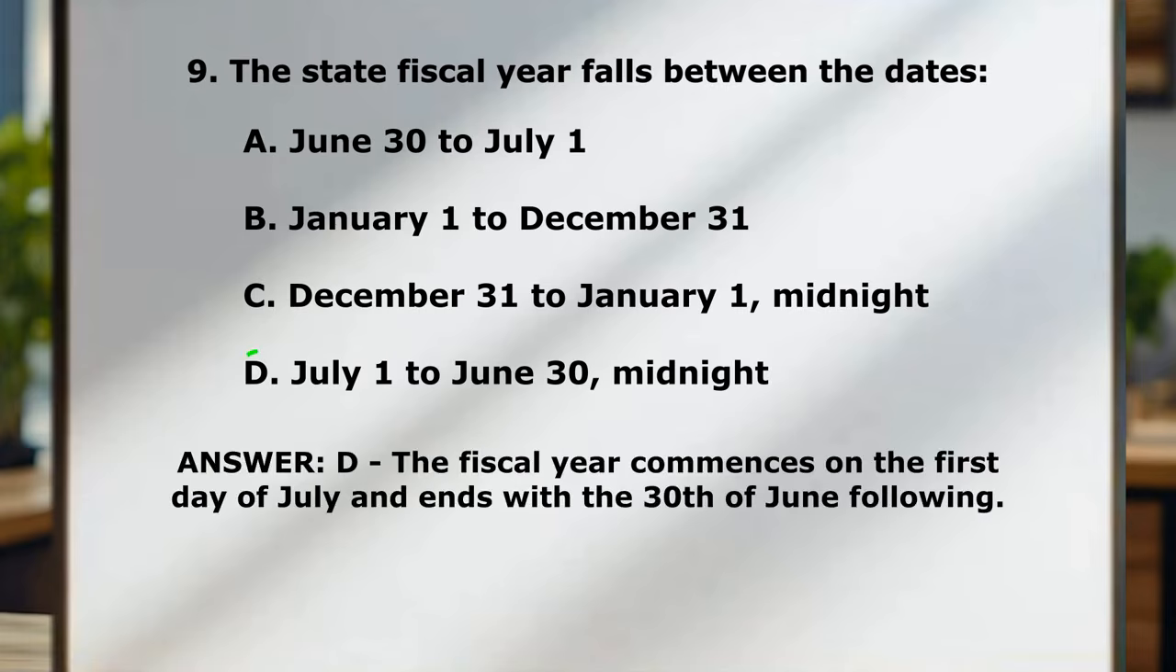The answer is D. The fiscal year commences on the first day of July and ends with the 30th of June following. So keep in mind, calendar year, January 1st to December 31st. State fiscal year, just remember July 1st to June 30th. You'll be good.